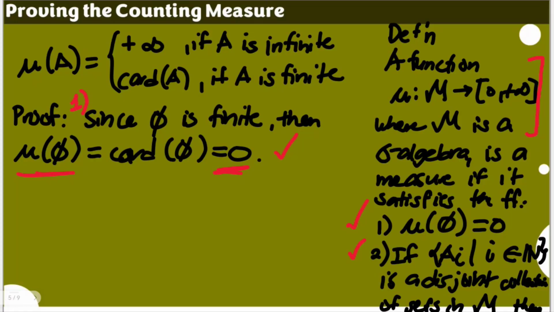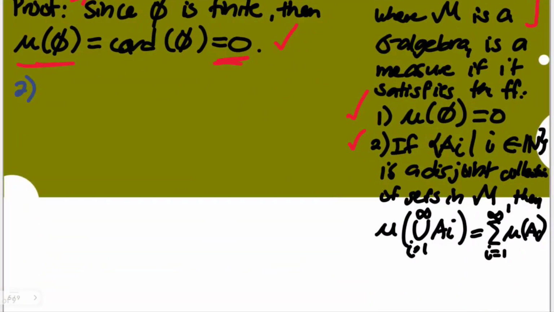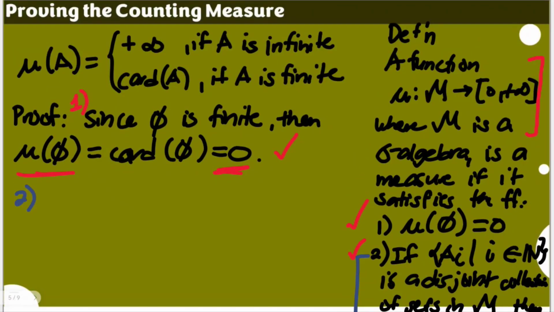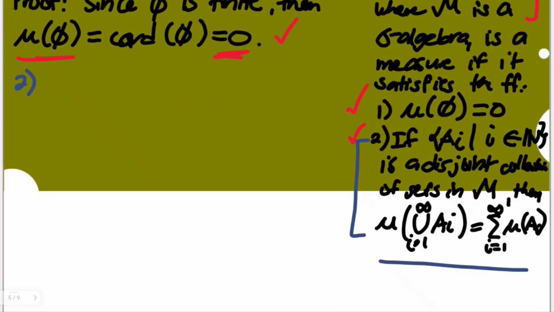Now, for the second portion, we need to show that if our set A sub i is a disjoint collection of sets, meaning there are no common elements among the A sub i, we can show this relationship. But take note that in this situation, it's a counting measure. At the same time, we have here i, which is an element of the natural numbers, and the natural numbers are infinite. So there are cases to illustrate this, and all the cases must be satisfied in order for us to say that our second condition is met.